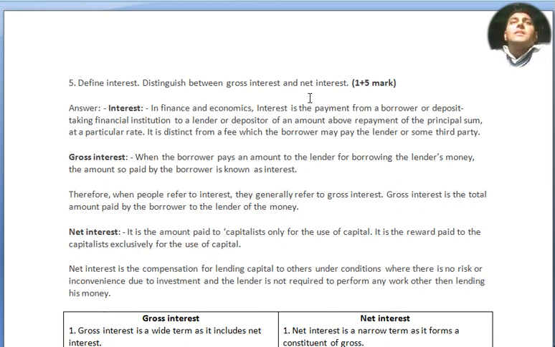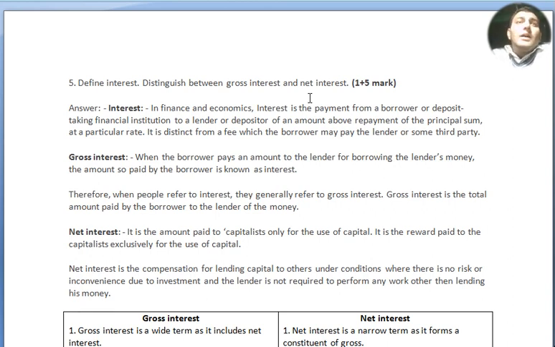Gross interest. When the borrower pays an amount to the lender for borrowing the lender's money, the amount so paid by the borrower is known as interest. Therefore, when people refer to interest, they generally refer to the gross interest. Gross interest is the total amount paid by the borrower to the lender for the money. Net interest is the amount paid to the capitalist only for the use of the capital. It is the reward paid to the capitalist exclusively for the use of capital.